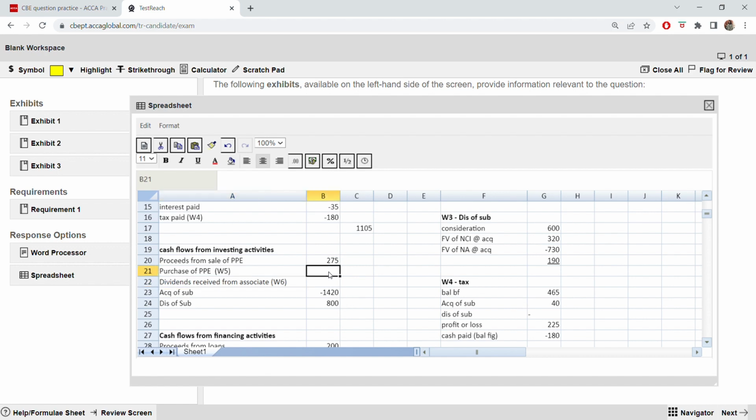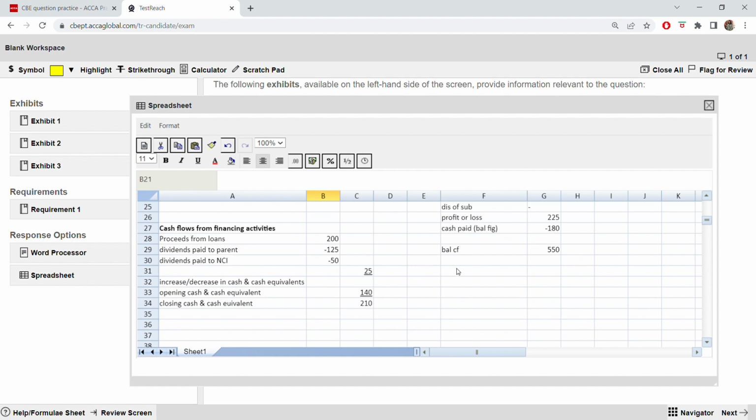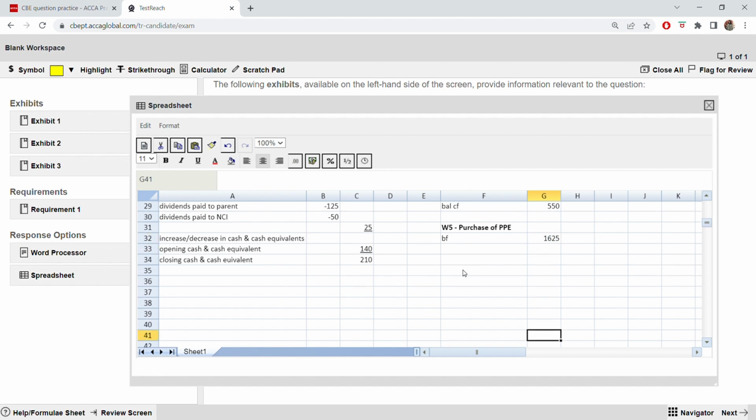So purchase of PPE. This is a long working, by the way. Working 5, purchase of PPE, or you can just write PPE, it's okay. In bold. Starting place, because PPE is in the statement of financial position, means always the opening and the closing balance. So brought forward balance 1625. Closing balance, just some estimate you make, okay? It is 2545.